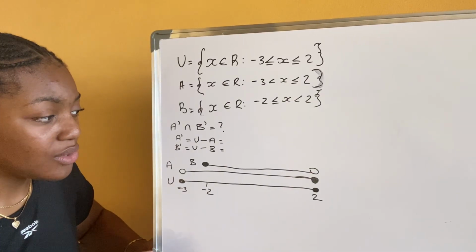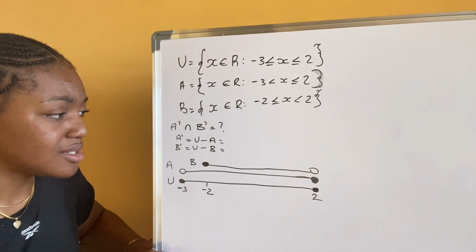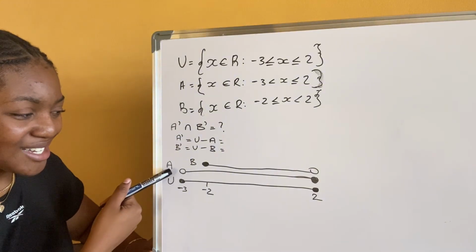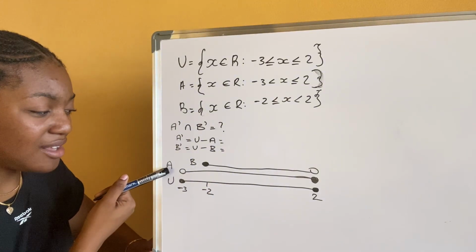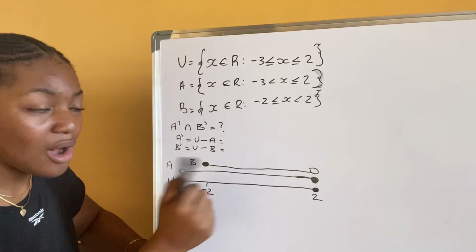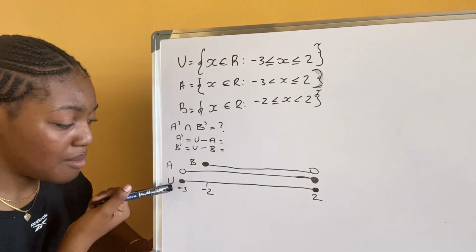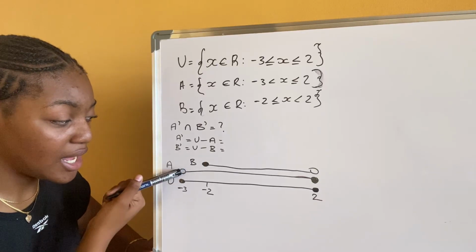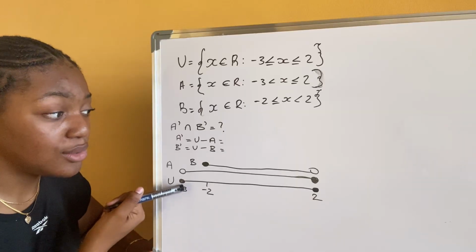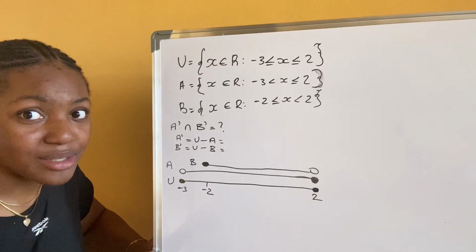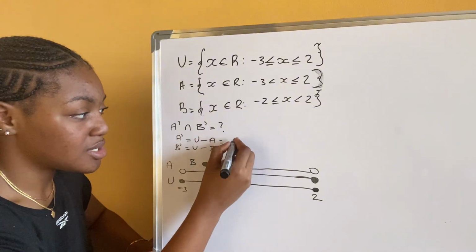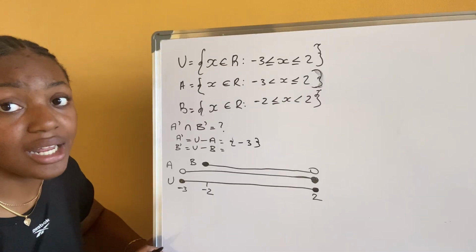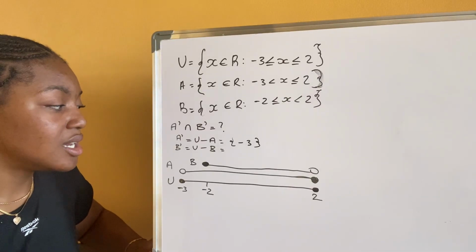So A complement, we're looking for the elements that are not included in A. So we realize that from here, the length of A is the same as the length of B. However, the only difference between the universal set and A is that there's an open circle above the negative 3 for A. That means that negative 3 is not included in A, and since that's the only difference between the universal set and A, it would be included in A complement. Next, we move down to B complement.